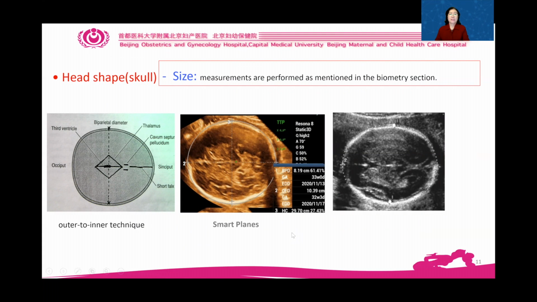So how about the size? We look at the shape. Firstly, we should measure the size. How to measure? We should put the calipers outer to inner for BPD, and HC for the circle. We just use SmartPlanes. It's very easy to get BPD, OFD, and HC here. If the HC is low, below the 5th centile, think of microcephaly or spina bifida. So which one should we think about?